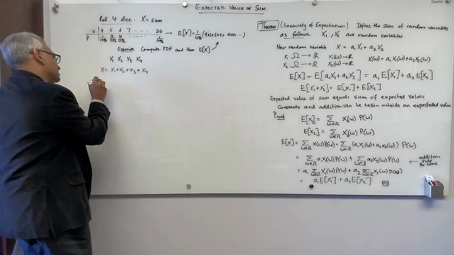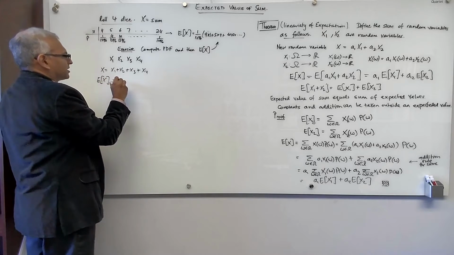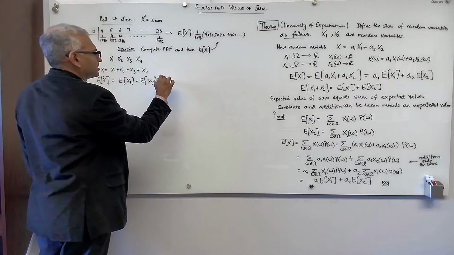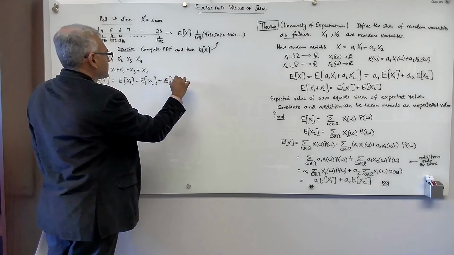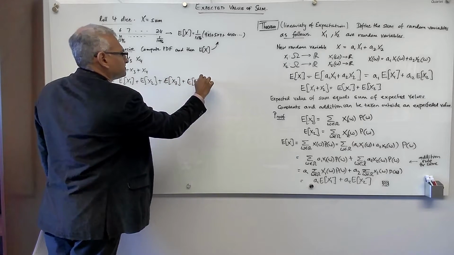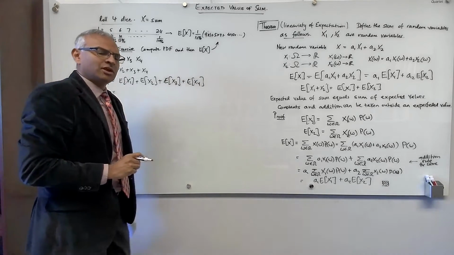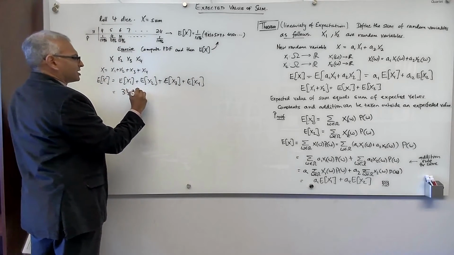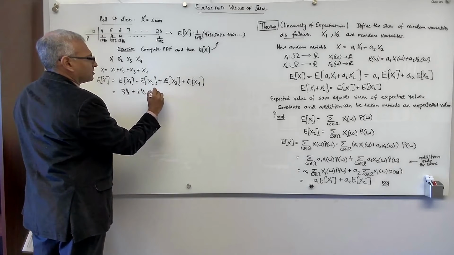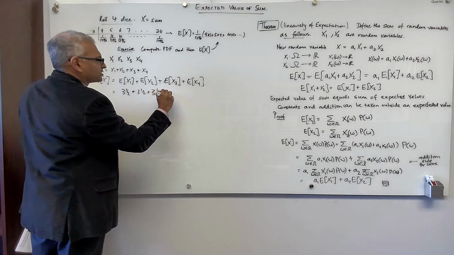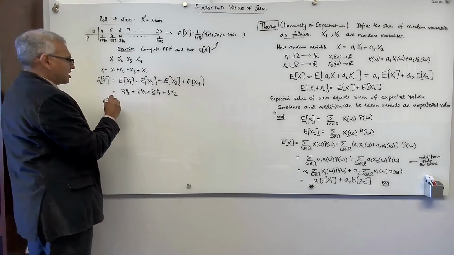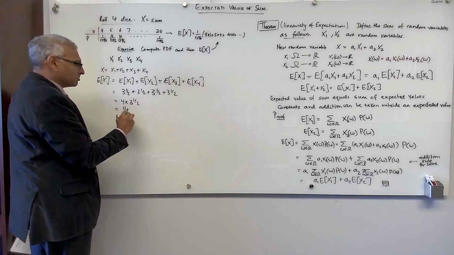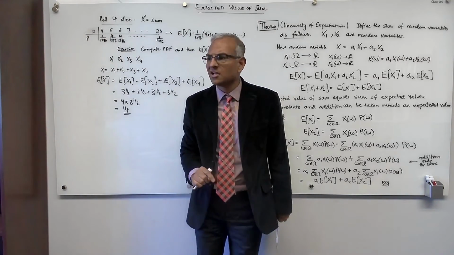And the theorem says that the expected value of x is equal to the expected value of x1 plus the expected value of x2 plus the expected value of x3 plus the expected value of x4. And we know that the expected value of a single dice roll, we computed it last time, is 3.5. So this is 3.5 plus 3.5 plus 3.5 plus 3.5, which is 4 times 3.5, which is equal to 14. Boom. So when you compute this expectation as your exercise, you should get 14.